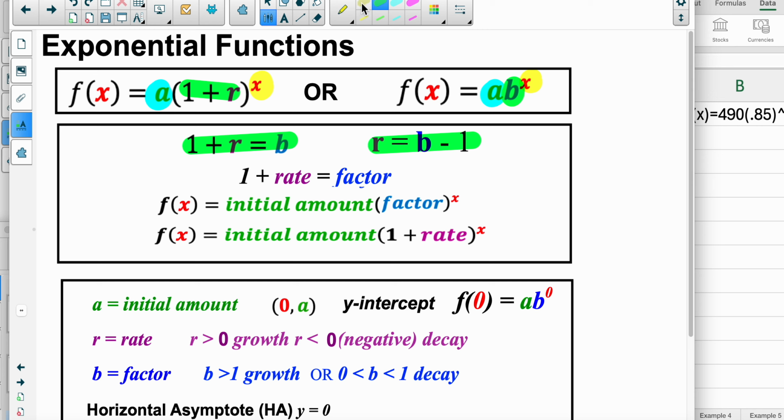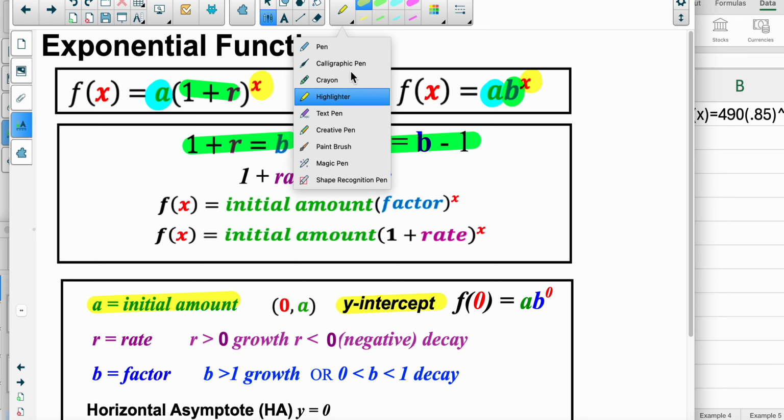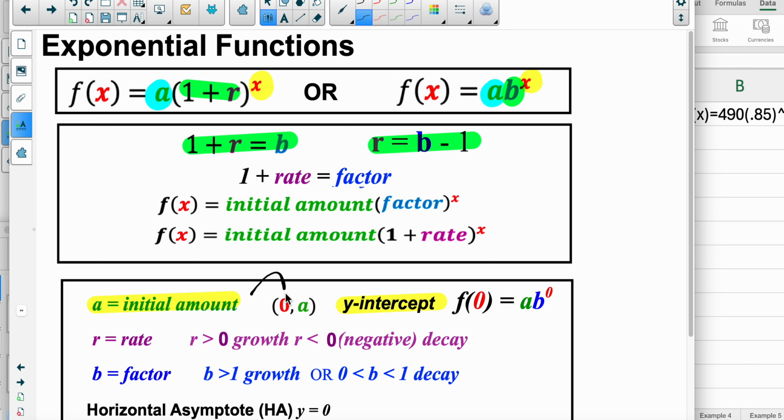The initial amount, a, can also be thought of as the y-intercept. When we say initial amount, usually it means at this input equals 0. And if I put in 0 to my function, f of 0 equals a times b raised to the 0 power. But anything raised to the 0 power is equal to 1, meaning f of 0 is equal to a, meaning a is our y-intercept.